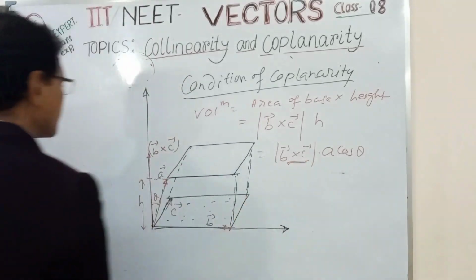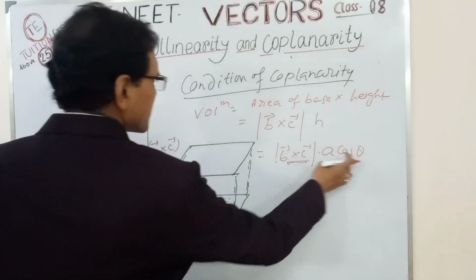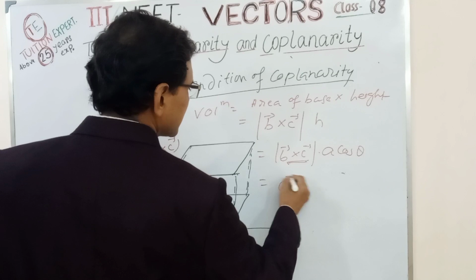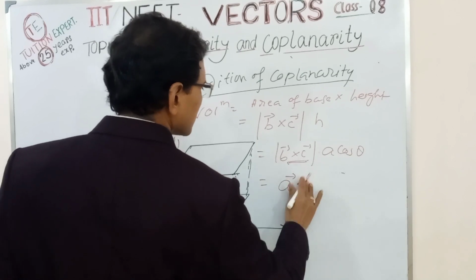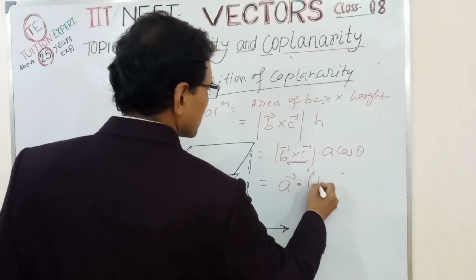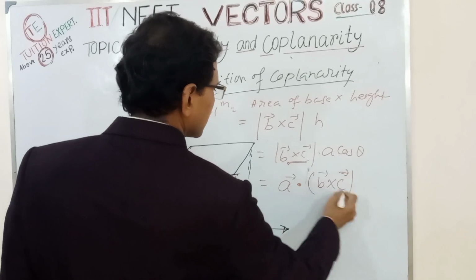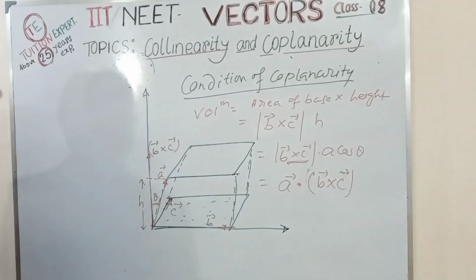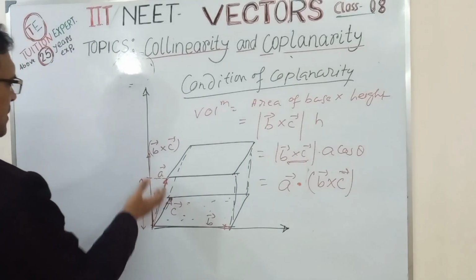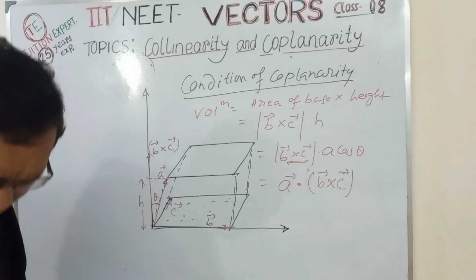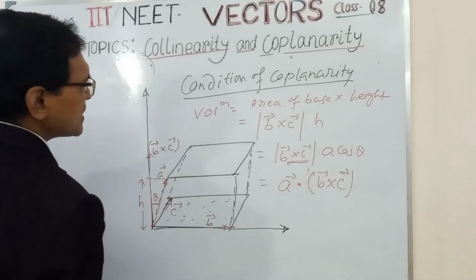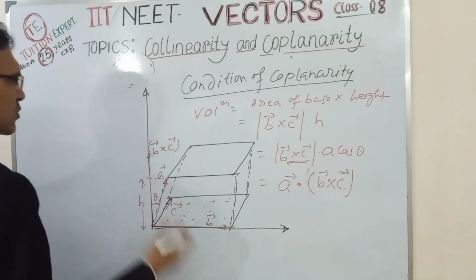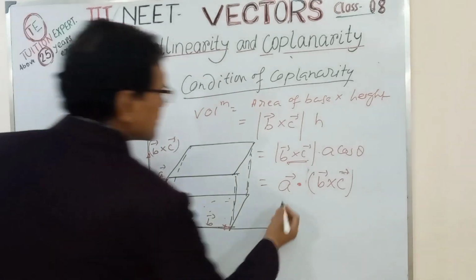Now B cross C is a vector and A is another vector, so we can write this as A dot B cross C. So A dot B cross C means the volume of the parallelepiped. Now if three vectors lie in the same plane, then we cannot construct any parallelepiped, so its volume will be 0.